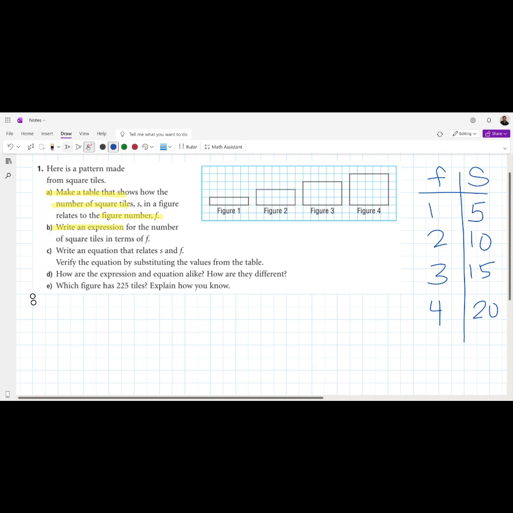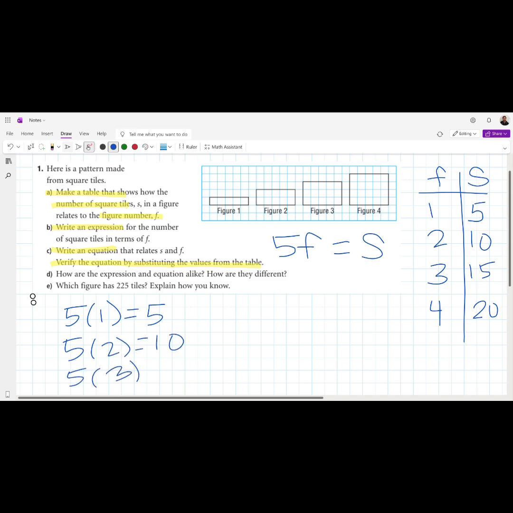If I want to write an expression that relates the number of square tiles to the term f, I notice that the number of squares is always 5 times the figure number. So I write it as 5f. I can verify the equation by substituting the values in my table. So if f was 1, 5 times 1 is 5. 5 times 2 is 10. 5 times 3 is 15.